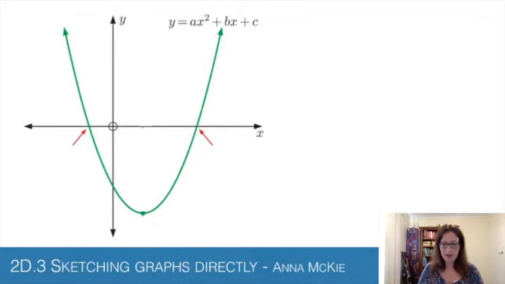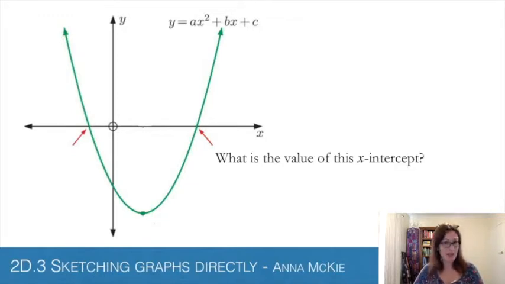Thinking about some of the significant features on this quadratic, we've got arrows pointing at some particular spots. What are they called? The x-intercepts. And what's the value of that x-intercept? How can we work that out by that quadratic there? And what about that one? What's the value of the x-intercept on that side?